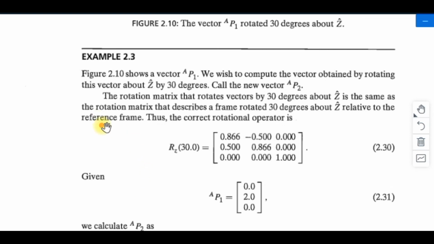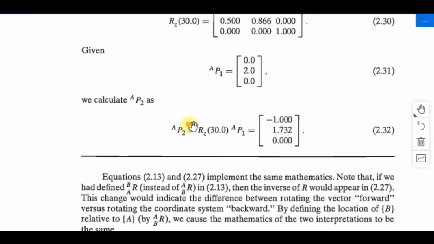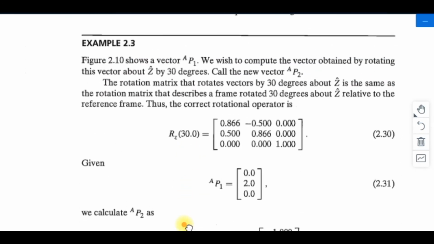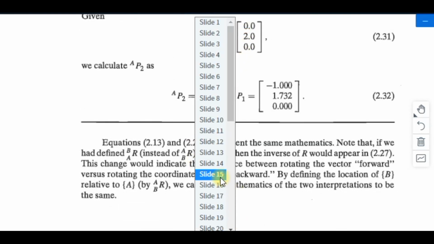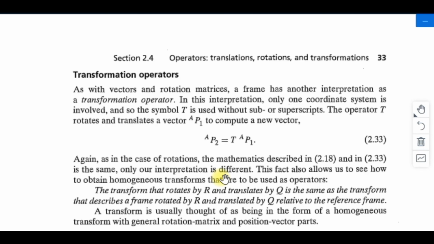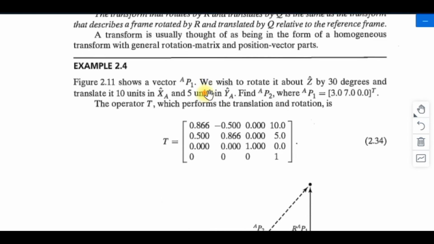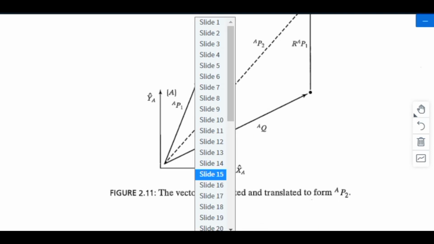This type of operation we already did. The rotational matrix R Z theta is important, and please memorize it by yourself. This is also done.